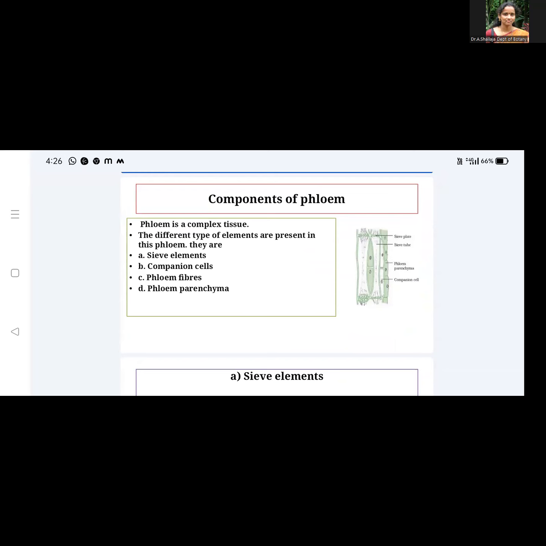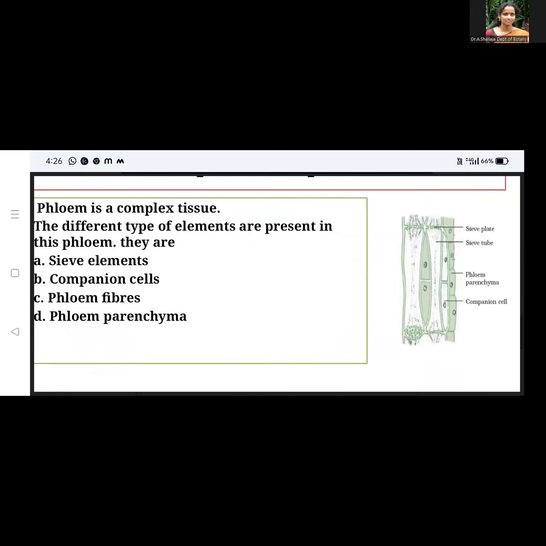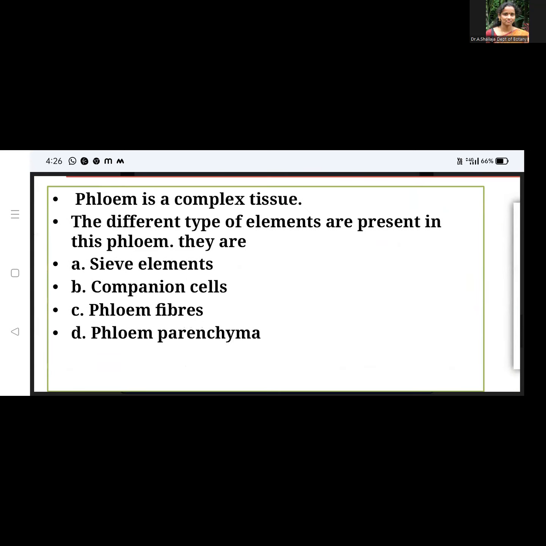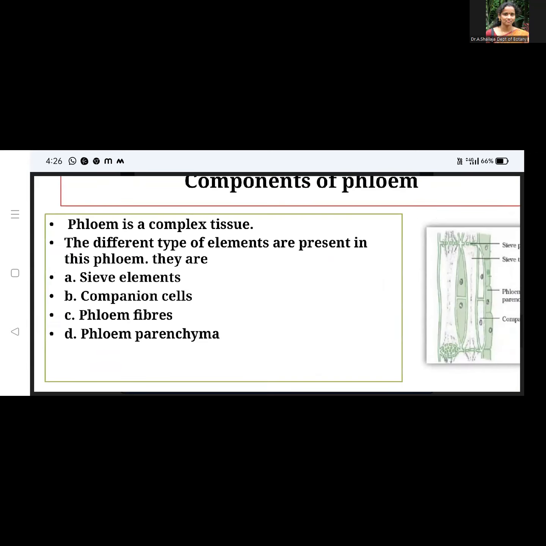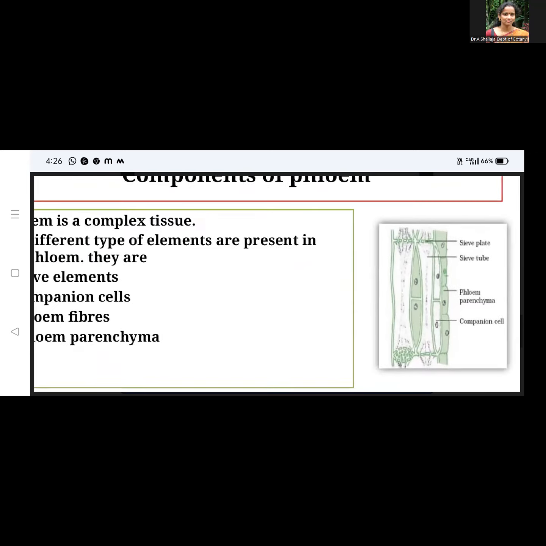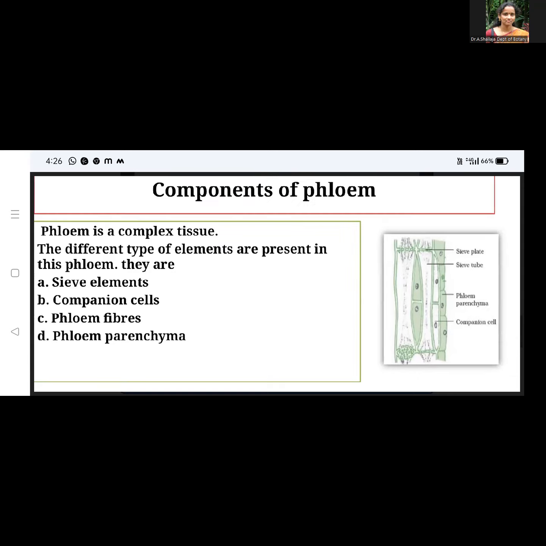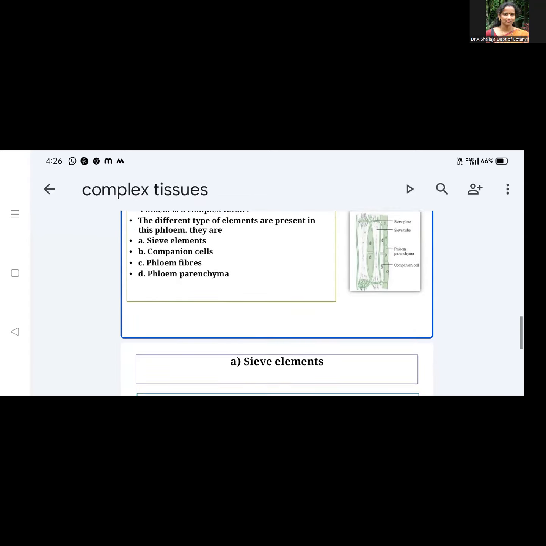So what are the components of the phloem? The phloem is a complex tissue. In this picture, you can observe the sieve plate, sieve tube, phloem parenchyma and companion cell. Different types of elements are present in the phloem: sieve elements, companion cells, phloem fibers and phloem parenchyma. In xylem we have tracheids and vessels; in phloem, sieve elements and companion cells. Next, we will go through them one by one.